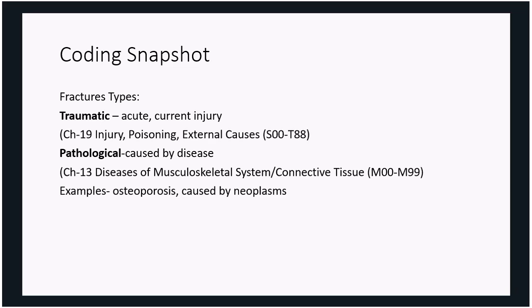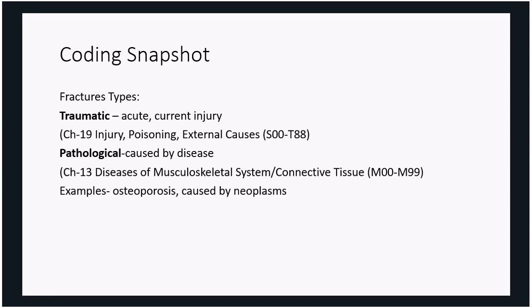There are two types of fractures, traumatic and pathological. If you're coding traumatic fractures, you want to go to the Chapter 19 specific coding guidelines, which covers injury, poisoning, and external causes. And this code range is S00 through T88. Traumatic fractures are acute in nature.